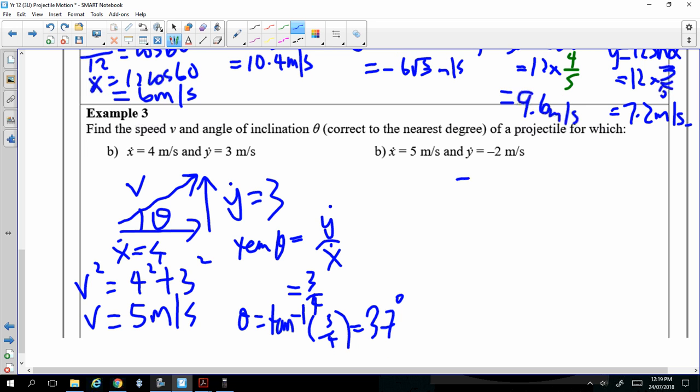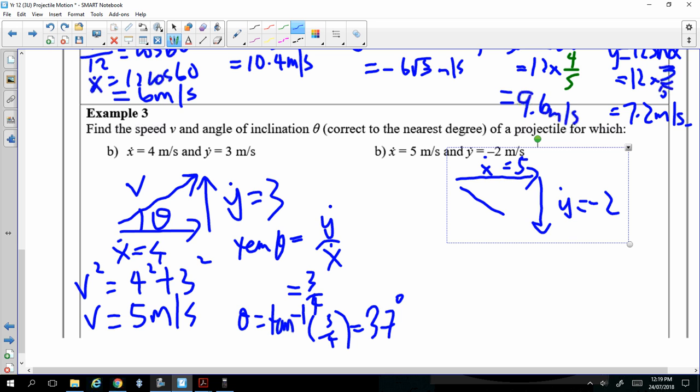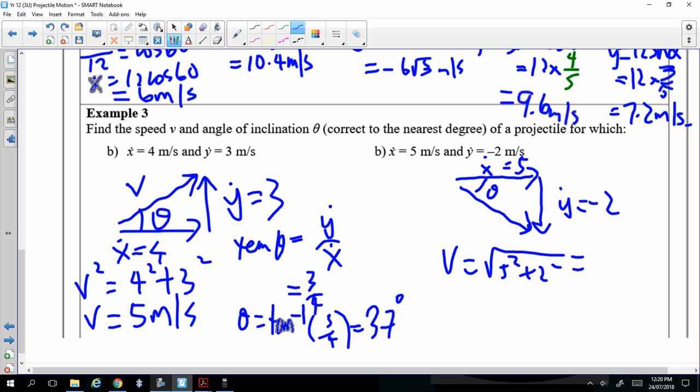Okay, so to work out the speed, you go like this. v equals the square root of 5 squared plus negative 2 squared. If you do that, it will be 25 plus 4, which is 29. That's the speed. And then the angle you can find by doing shift tan.